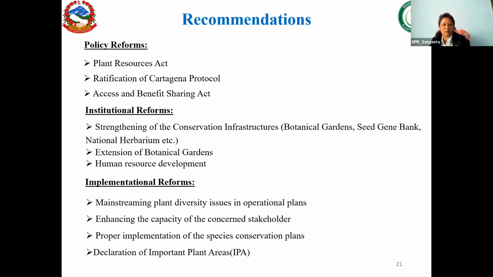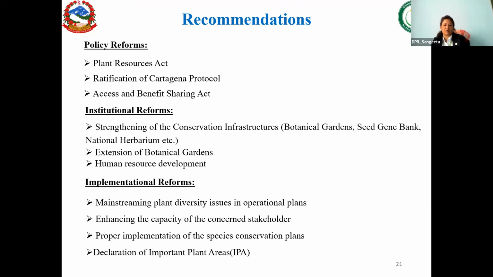Human resource development is the most lacking aspect of institutional reform. Human resource development is the most urgent need, so that our manpower is trained, aware and capacitated. They have the capacity for the conservation of our plant resources.